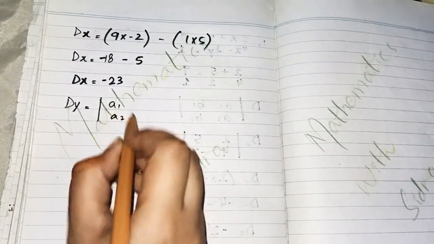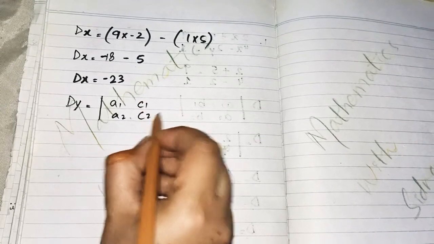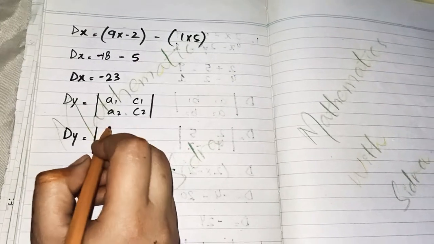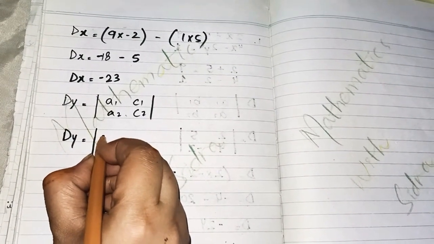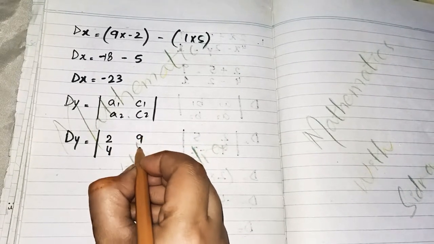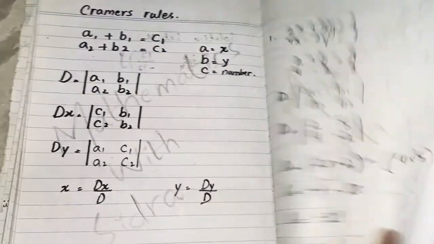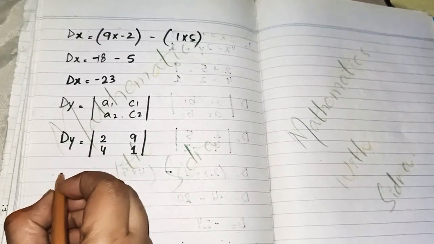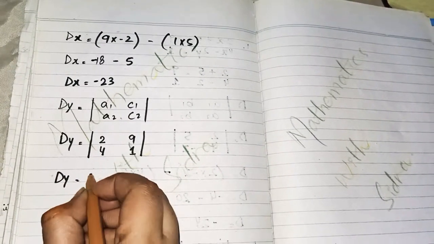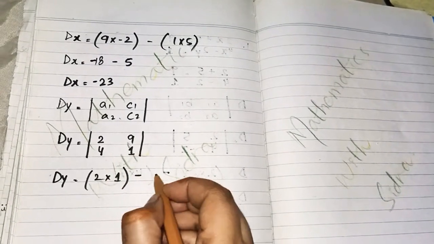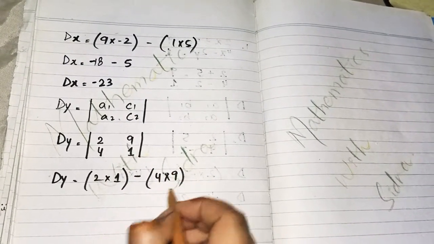a1 a2 c1 c2. Now dy is equals to a1 a2 is 2 4, c1 c2 is 9 1. Here you can see a1 a2 is 2 4, c1 c2 is 9 and 1. So we have to write this. Now again we have to do the cross multiplication. 2 multiplied by 1 minus, according to the formula, 4 multiplied by 9.